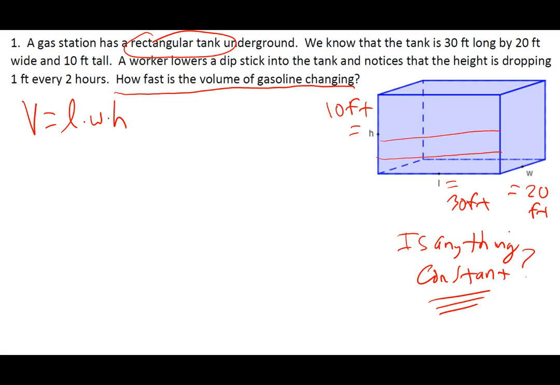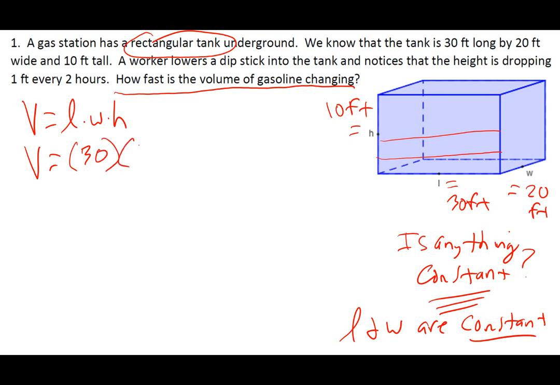No matter how high you fill it, the length and the width are both constant. The fact that the length and the width are both constant means you can plug them into your equation right away. So you're going to plug in for the length, 30. For the width, you're going to plug in 20, and then the height remains an h, which means that your new volume equation is equal to 600h. Well, that makes life pretty darn good because I've only got two variables.